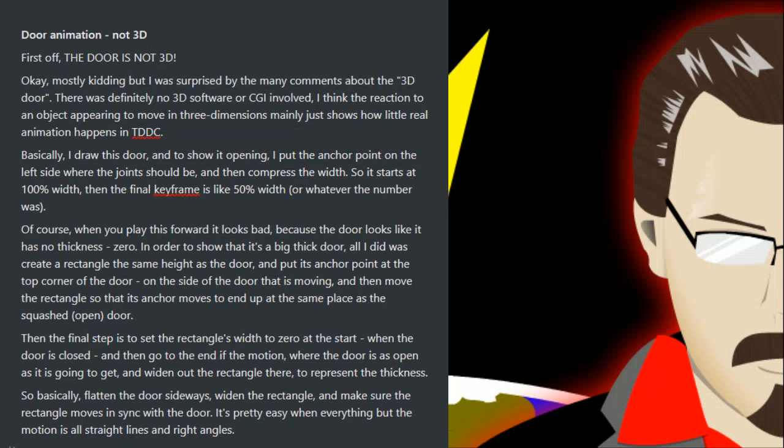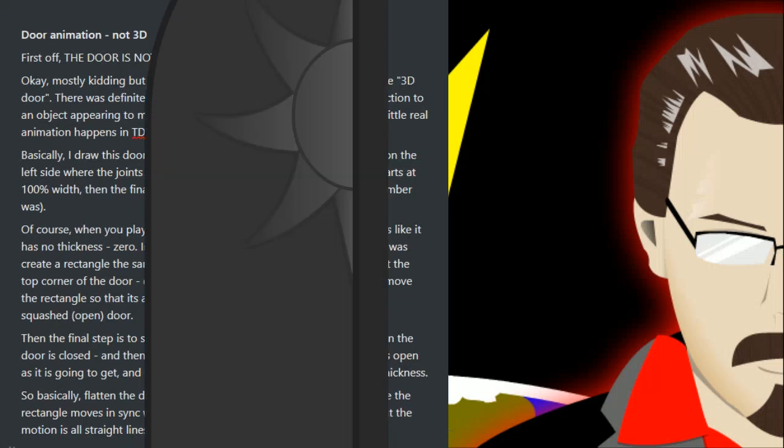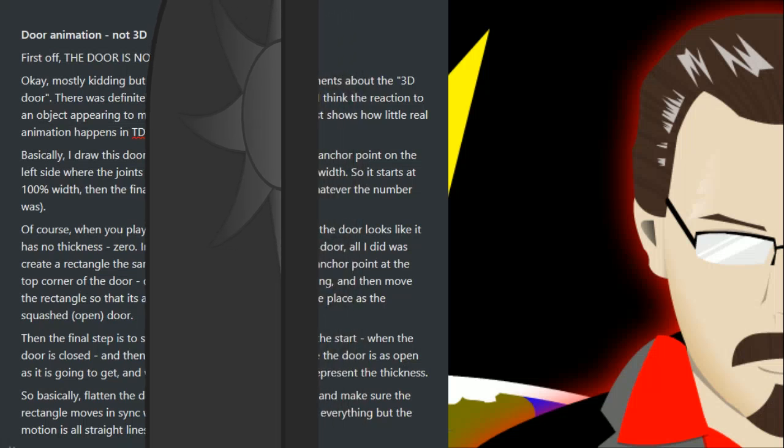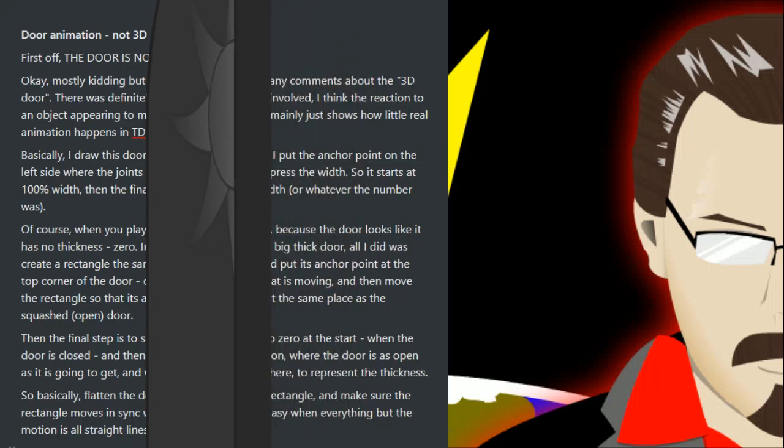In order to show that it's a big, thick door, all I did was create a rectangle the same height as the door, put its anchor point at the top corner of the door, on the side of the door that is moving, and then move the rectangle so that its anchor moves to end up at the same place as the squashed, open door.